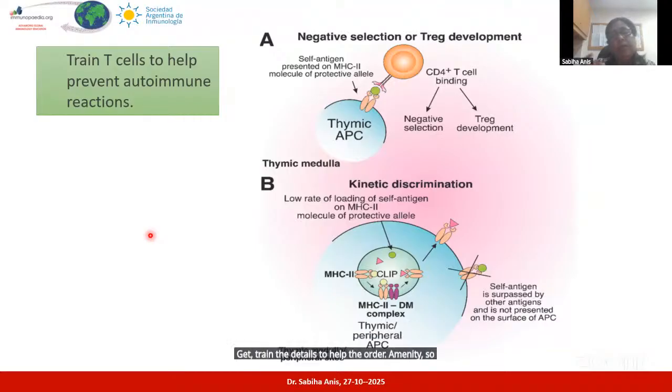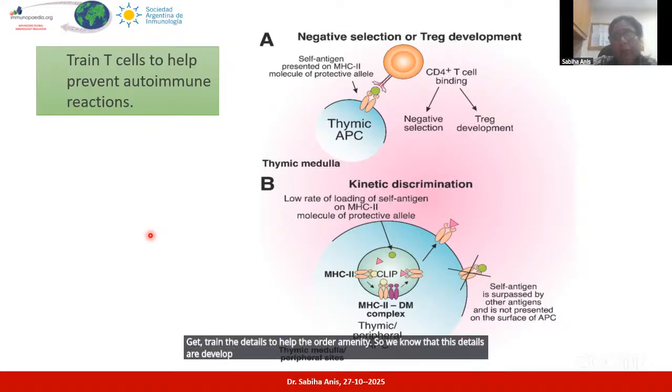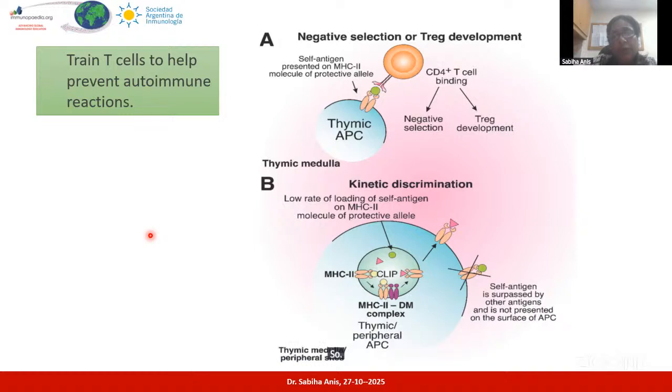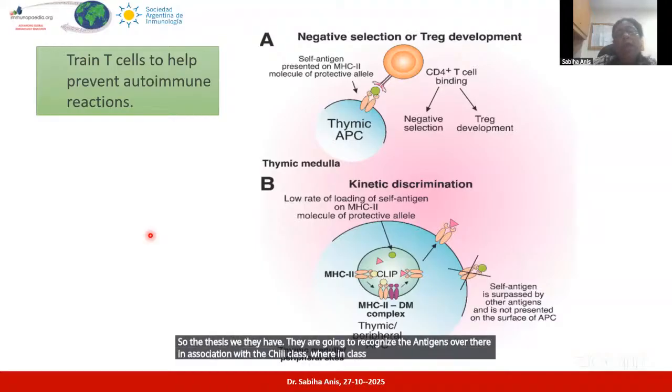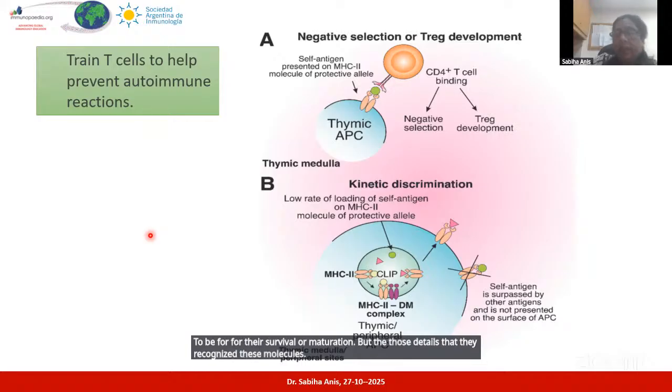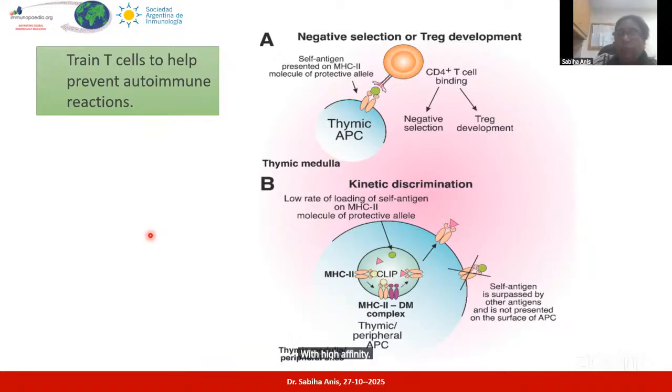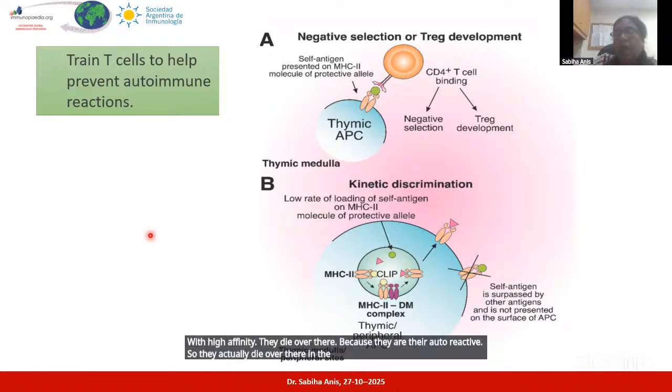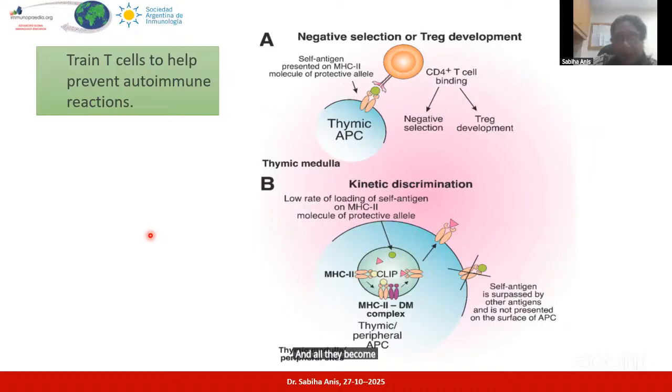So we know that these T cells are developed in the thymus, and over there class 1 and class 2 molecules are expressed. The T cells recognize the antigens in association with class 1 and class 2 molecules for their survival or maturation. But those T cells that recognize these molecules with high affinity die over there in the thymus because they are autoreactive, or they become TREG cells.